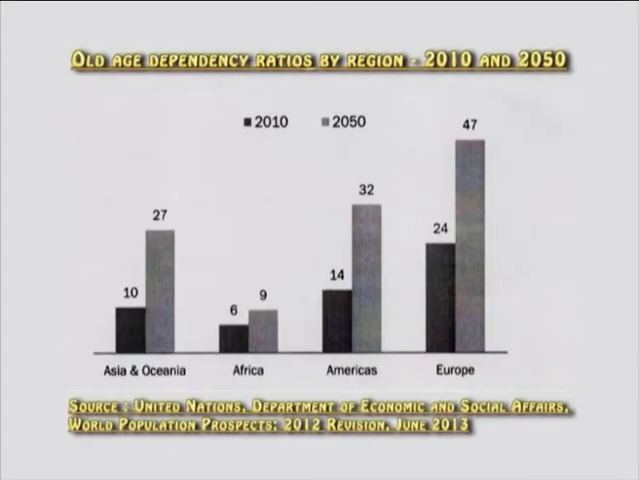The diagram 4 shows that the old age dependency ratio in Asia is expected to nearly triple from 10 seniors per 100 working age people in 2010 to 27 in 2050. This ratio should more than double in Americas, rising from 14 to 32. For Africa, the old age dependency is expected to remain relatively low in the future, reaching 9 in 2050.